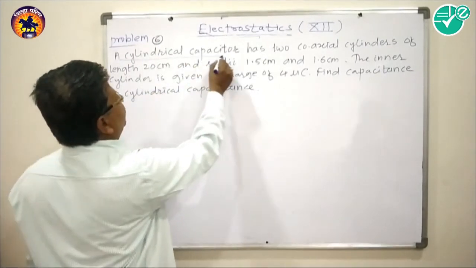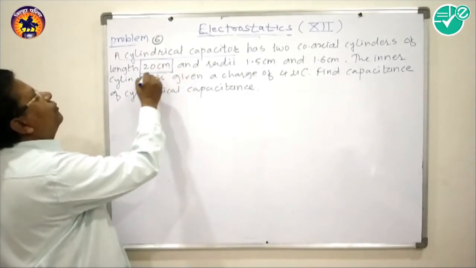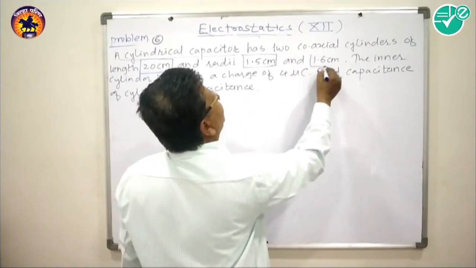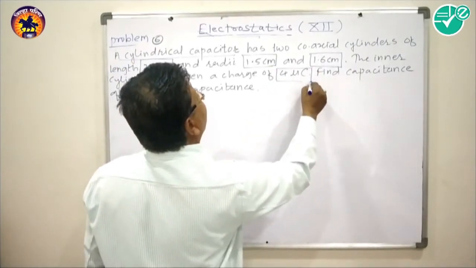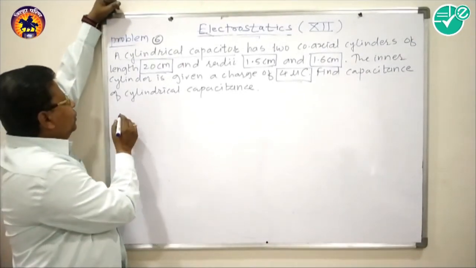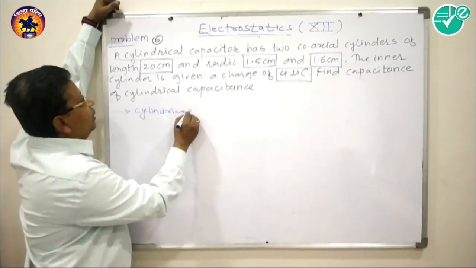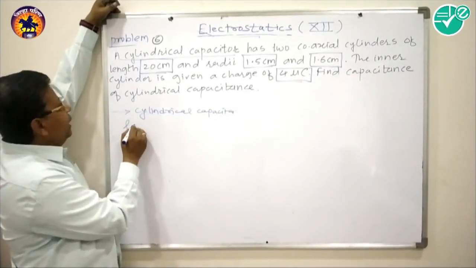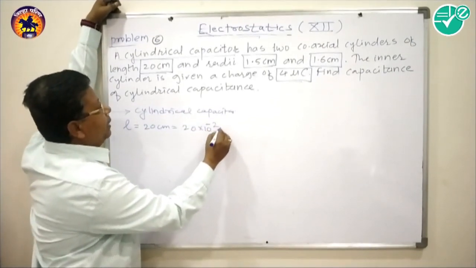So a cylindrical capacitor is given and its length is given, which is 20 centimeter, and radii are given as 1.5 centimeter and 1.6 centimeter, and charge given to the inner cylinder is 4 microcoulomb. So this problem is based on a cylindrical capacitor. So in this problem we have L equal to 20 centimeter, equal to 20 into 10 to the power minus 2 meter.